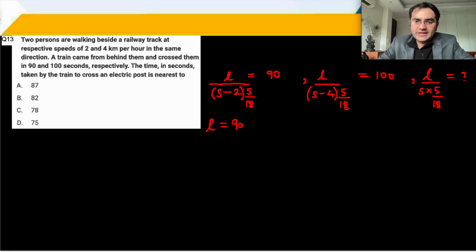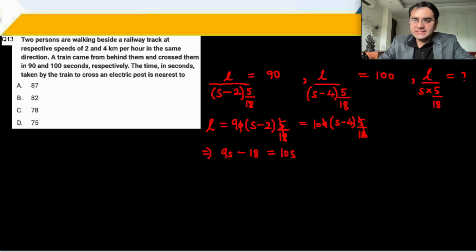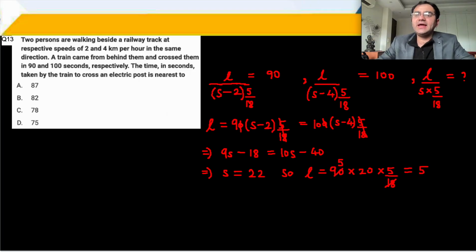So let's equate L. Cross multiply कर दो ये पूरा for both of the equations, right? And then 5 by 18 gets cancelled. Zeros cancelled. Expand. 9S minus 18 is 10S minus 40. इससे आपका S आ जाएगा 22. Put it back into, for example, the first equation. तो L आ जाएगा 90 into 22 minus 2 is 20 into 5 by 18. You get the length of train as 500. Put it back into the original one. जो आपको calculate करना है, that's L 500 divided by S 22 into 5 by 18. Use a calculator, you get 81.81. So your answer is nearest to 82, and that is the answer.